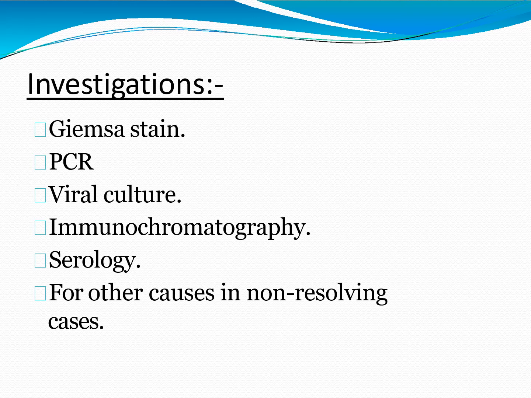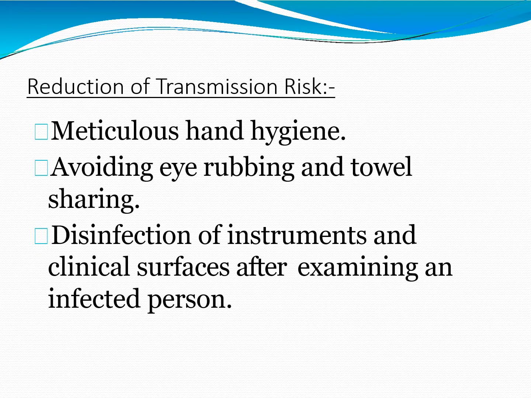Now we'll discuss the overall investigations that should be done in cases of viral conjunctivitis, starting from Gram stain, polymerase chain reaction, viral culture, immunochromatography, and serology for other causes in non-resolving cases. Prevention can be done by meticulous hand hygiene in household as well as in hospital settings. Avoid eye rubbing and towel sharing. Disinfection of instruments and clinical surfaces should be done after examination of infected people.